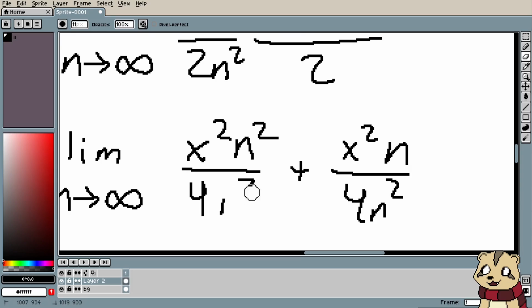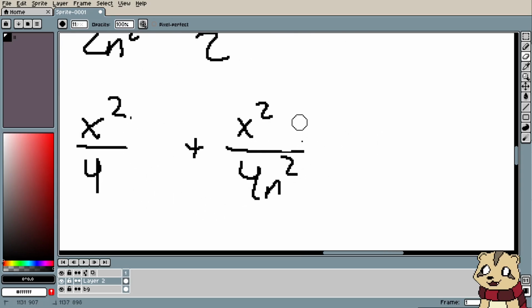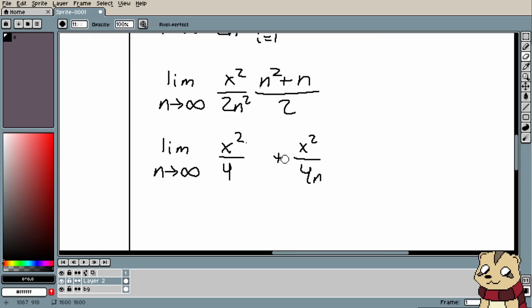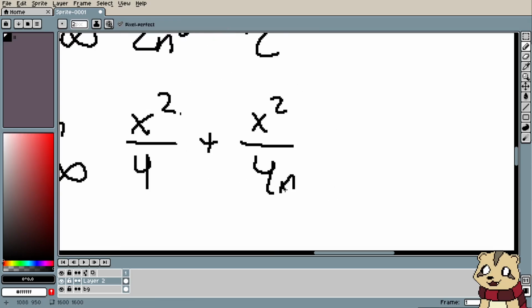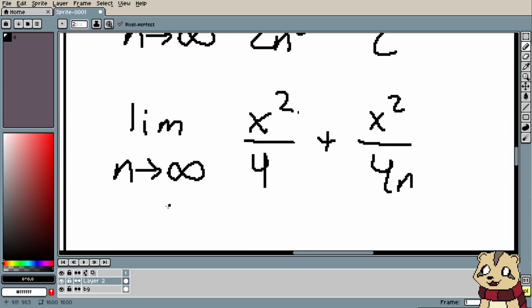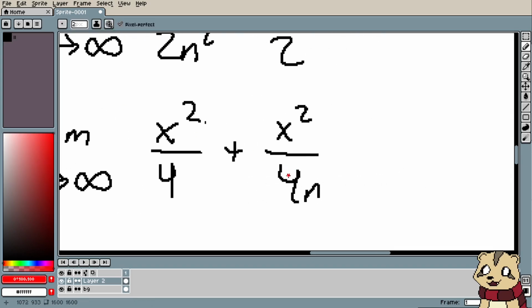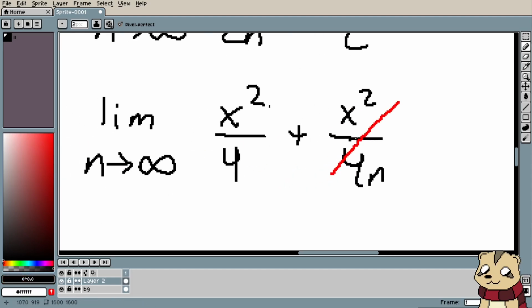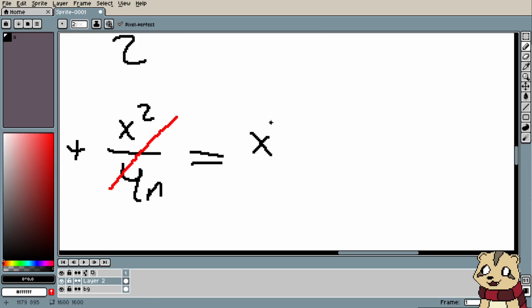So just like last time, we're going to cancel out the n squared there, and n there. And just like last time, this value is going to get smaller and smaller as n gets larger and larger, and as n approaches infinity, this approaches 0. And this is what we get.